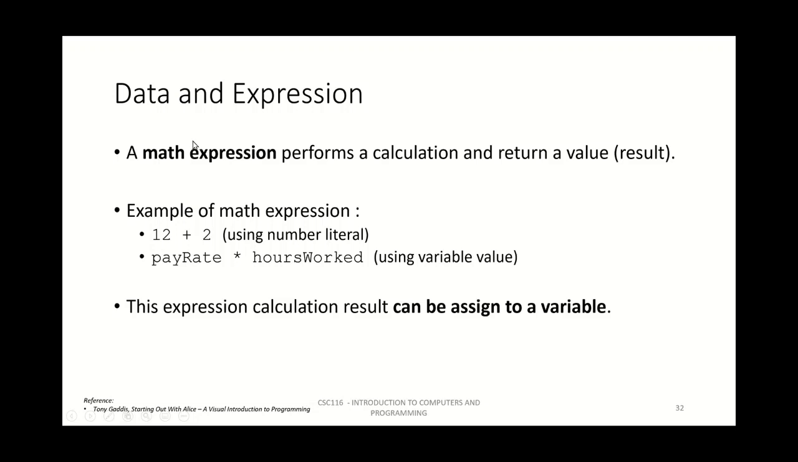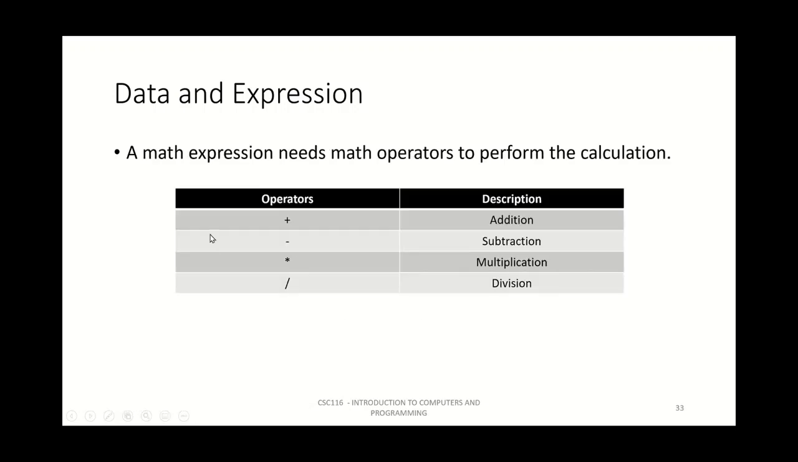Data and expression. With a mathematical expression, we perform a calculation and return a value. So this is an example of a mathematical expression. Either you can use number literals, where both values are numbers, or you can use a variable value, where you use the variable to perform the calculation. This expression result can be assigned to a variable. A math expression basically needs mathematical operators to perform the calculation. So we have four main operators, which are used for addition, subtraction, multiplication, or division calculation.